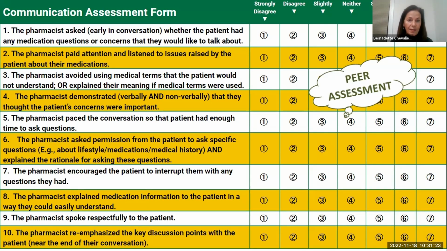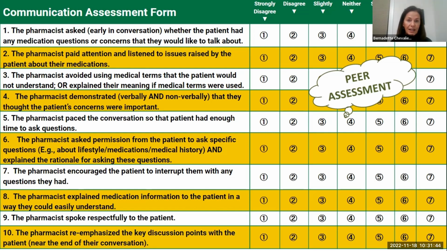Number seven, the pharmacist encouraged the patient to interrupt them with any questions they had. This is related to interpersonal control and promoting equality. I found that some study pharmacists controlled the conversations, being overly task-oriented, and they didn't allow patients to interrupt them or were impatient when questions were asked.